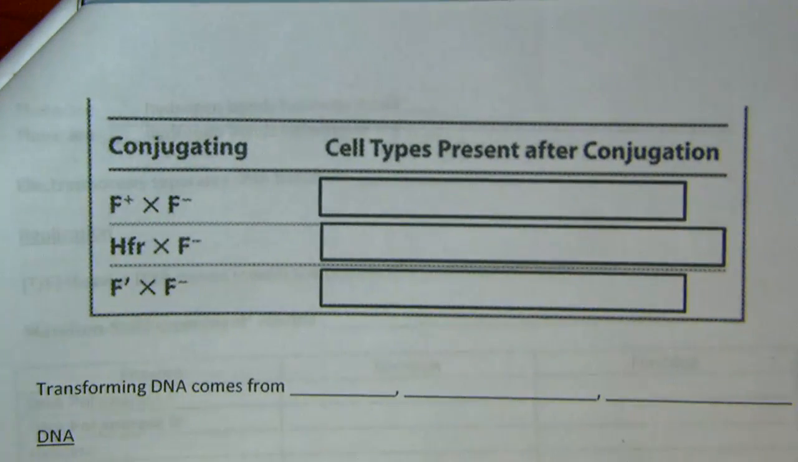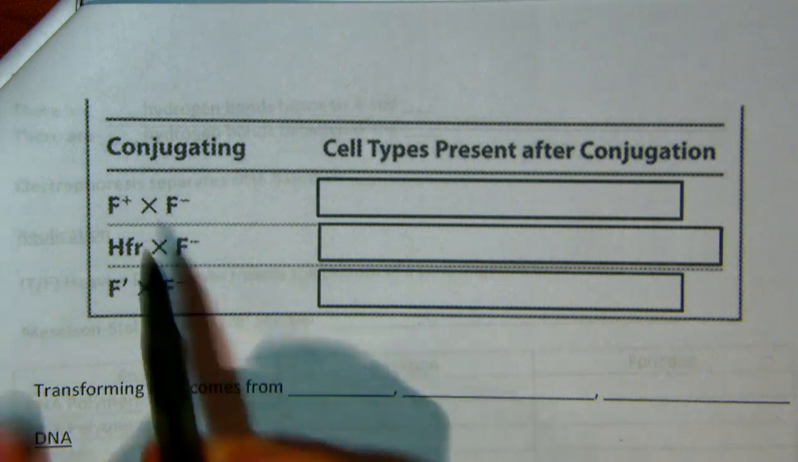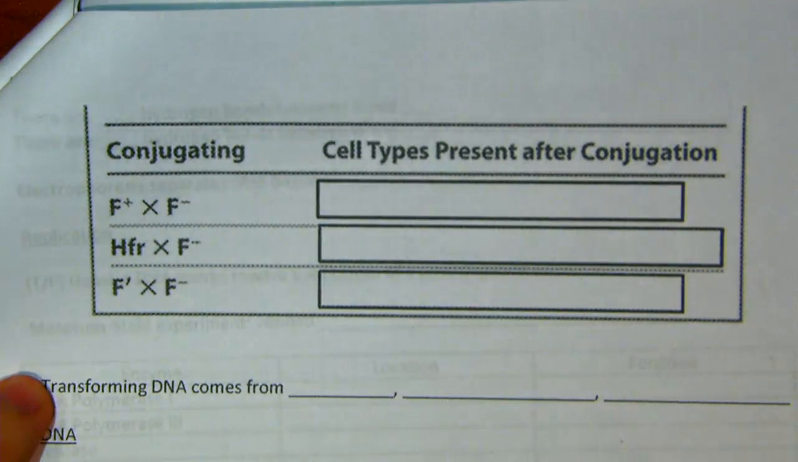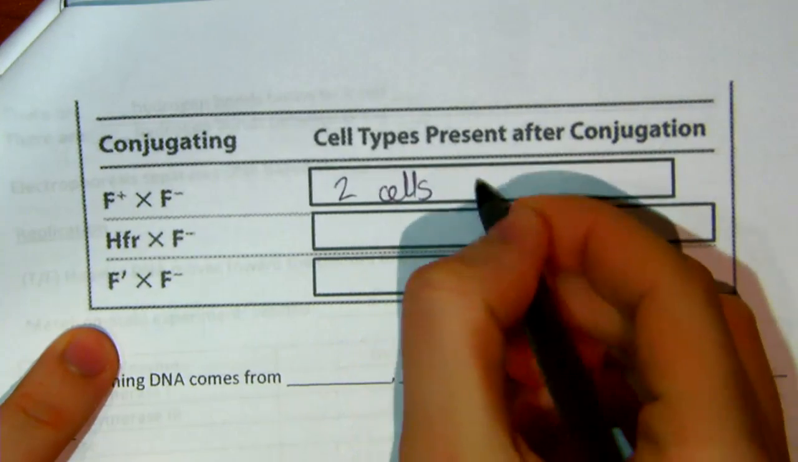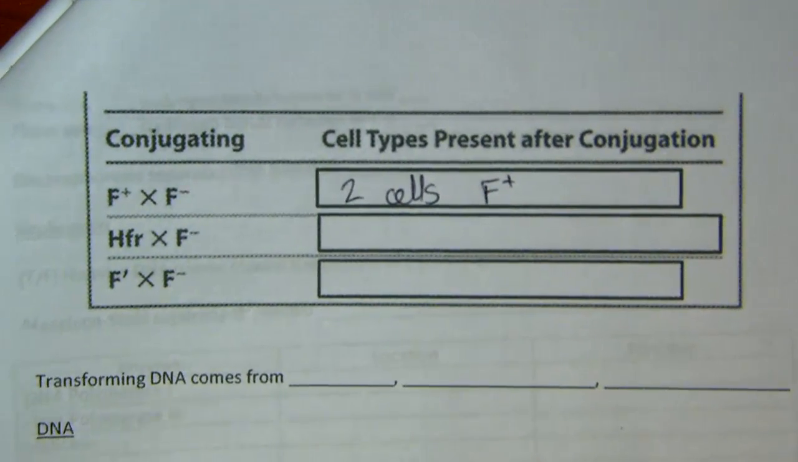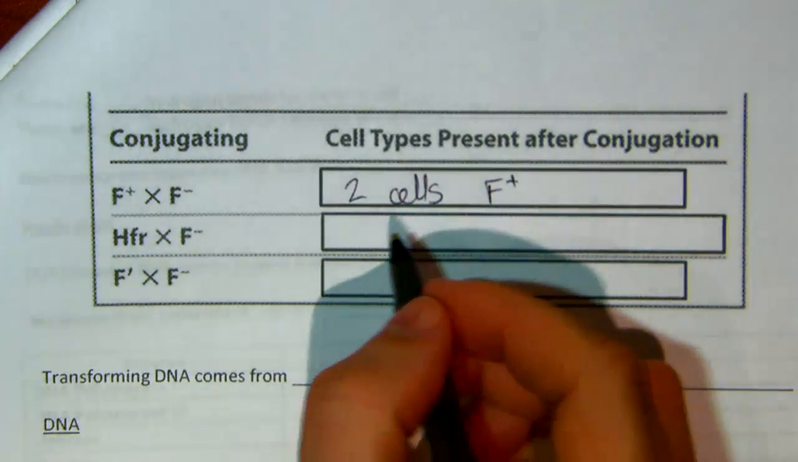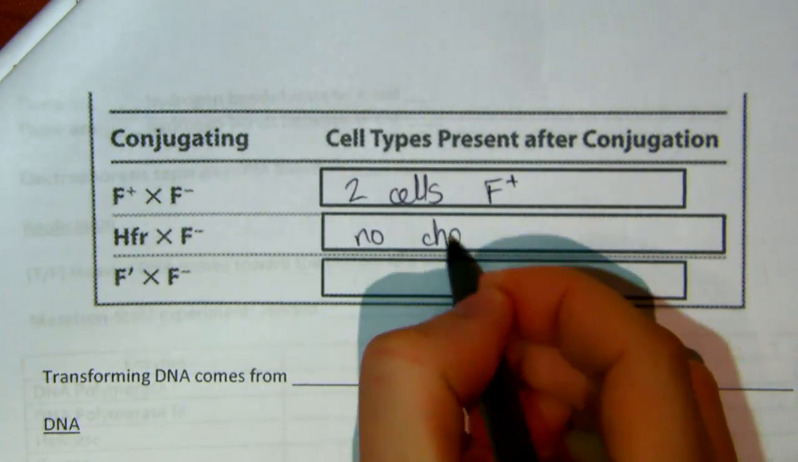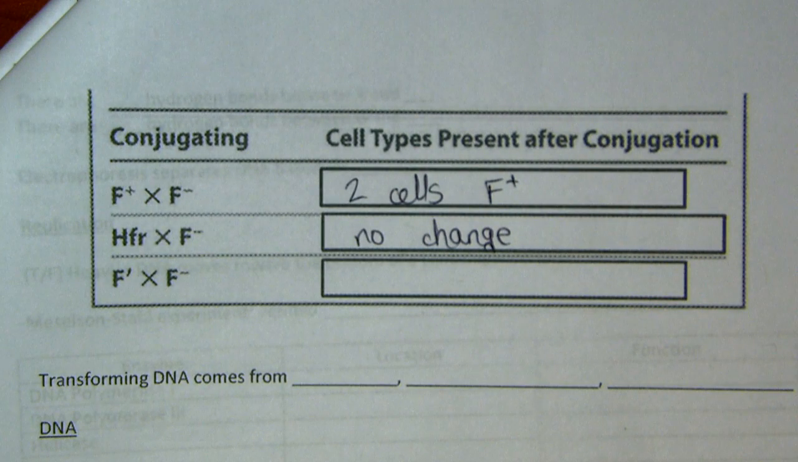Okay, so here's some examples of conjugation and what the results mean. I'm not going to get into exactly what F and HFR are, but I encourage you to do that on your own. So if this kind of interaction takes place, which is the example I used in the conjugation steps, that means we're going to end up with two cells that are F plus. If we have an HFR and an F minus interaction, there's going to be no change. One cell is still going to be HFR, the other cell is still going to be F minus.